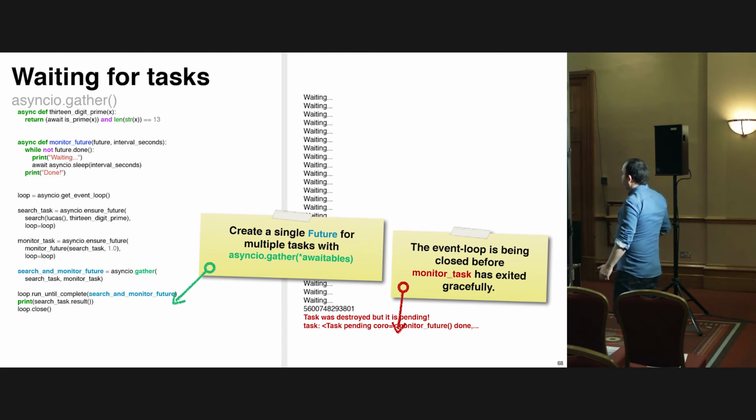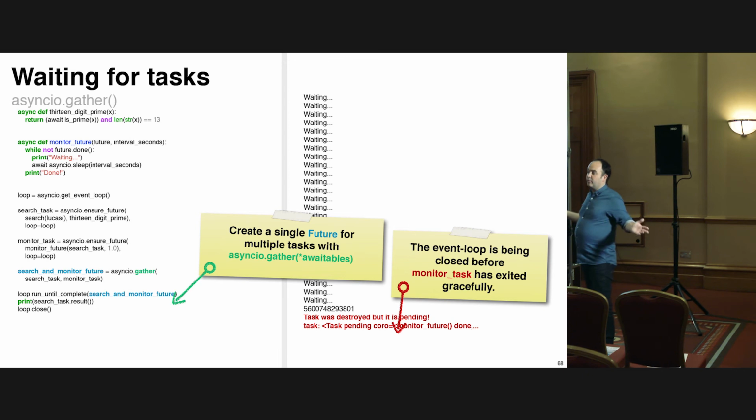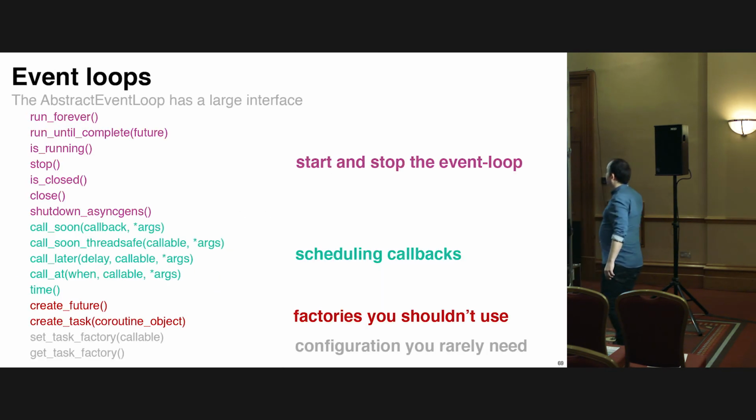The way you deal with that in asyncio is to use asyncio gather, which enables you to create a future which waits on multiple tasks, okay? So eventually you have to boil all this down to one thing you can wait on, and you can do that with gather. So here I'm just gathering my search task and my monitor task, and then I don't have a slide for it, but then that error goes away.